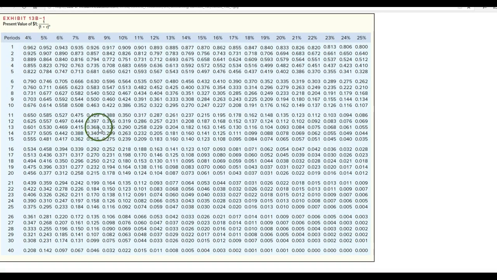Click here. You'll see it's worded differently up here. It's the present value of $1. It's not the present value of an annuity of $1. We're looking at one lump sum in the future. What is the factor we need to find the present value today?